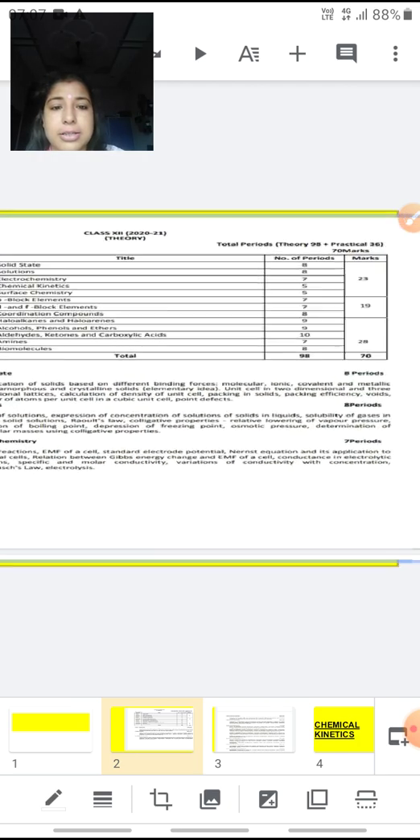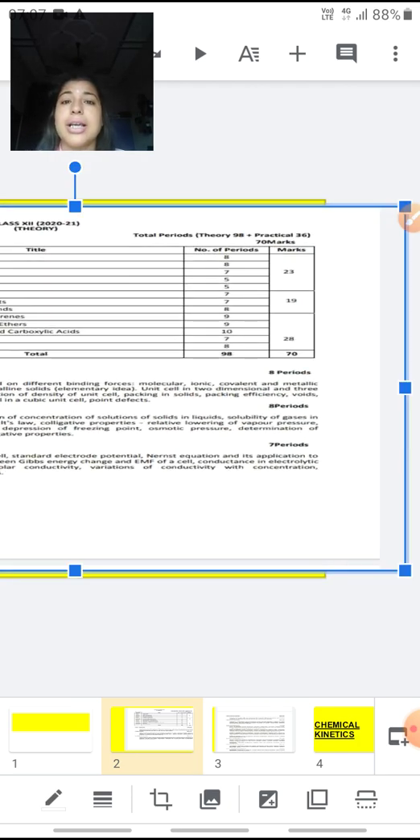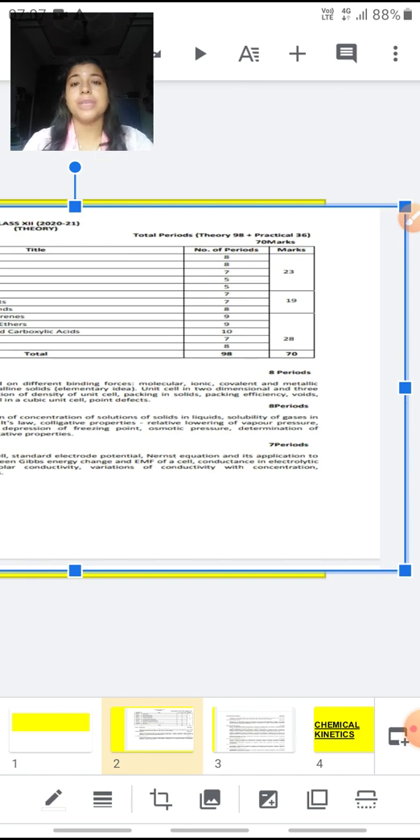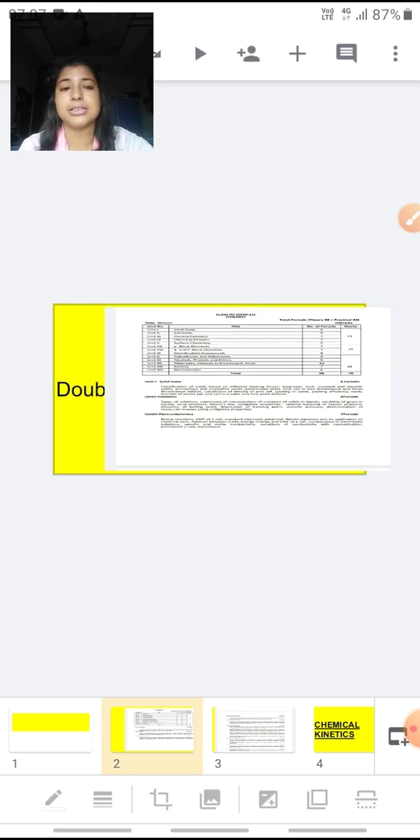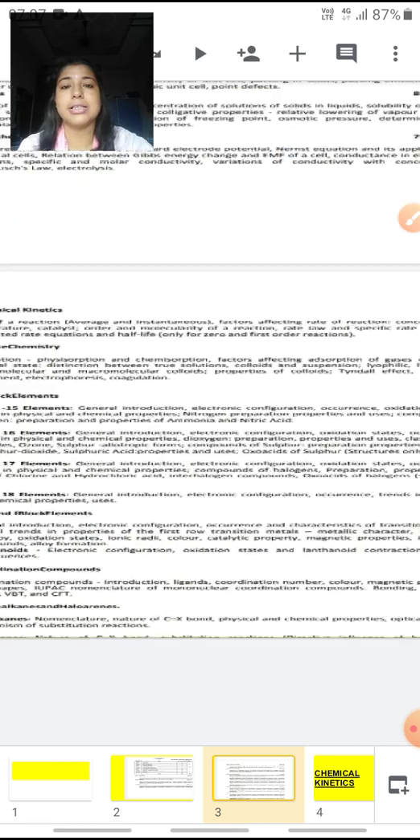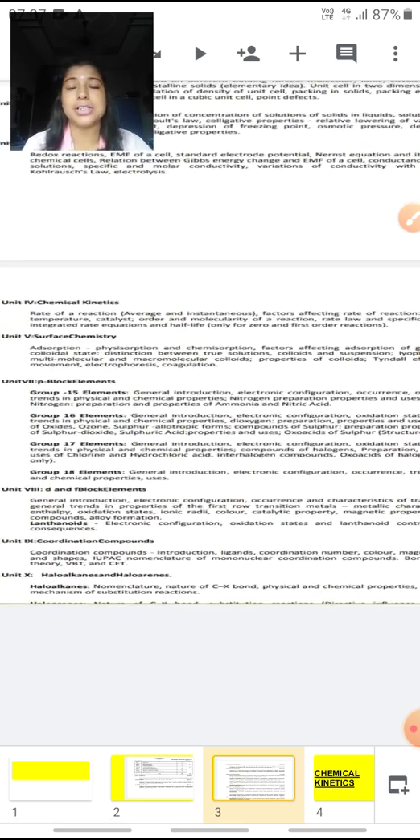See, Faraday's law is not there, and the last topic that I taught you was some commercial batteries. That portion also is no more there, so we will not proceed with that. Instead, today we'll be starting with our next chapter, that is chemical kinetics. We'll start with the chapter.